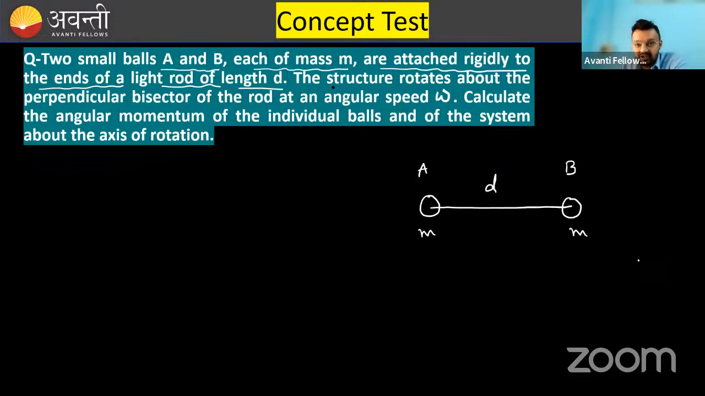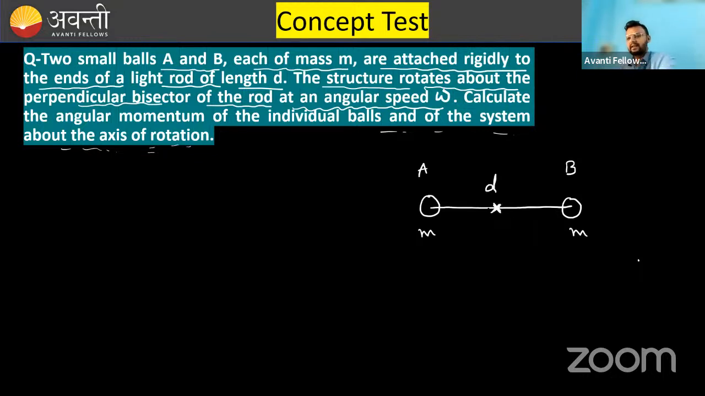Okay. Now, the structure rotates about the perpendicular bisector of the rod at an angular speed omega. Now, again, take a stop. What is the perpendicular bisector? You will say, sir, the perpendicular bisector will be something here, and the rod is rotating with an angular velocity omega about this point. Calculate the angular momentum of the individual balls and the system about the axis of rotation. So the axis of rotation is this one.